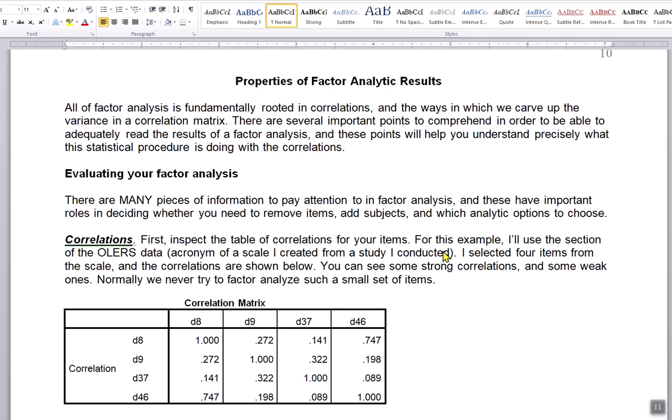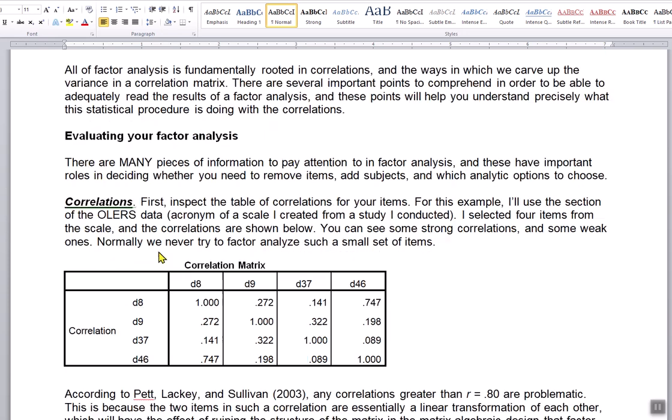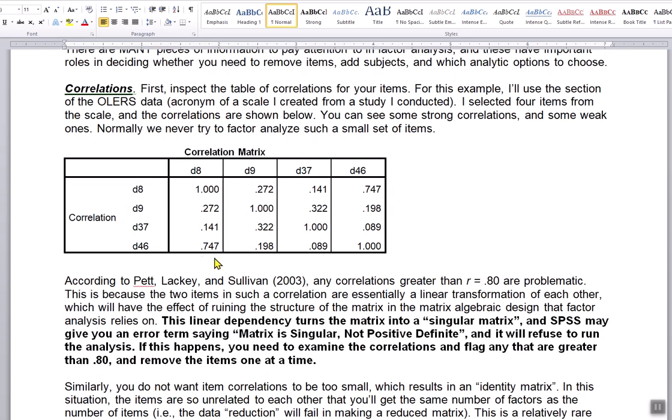So here are some considerations in terms of how to interpret a factor analysis, and then I'll run it and show you in SPSS. So how do you evaluate the output? Well, let's first look at the correlations. Here's a different scale that I developed. This is a different data set that I have from a number of years ago, data that I collected online. And we've got a correlation table.